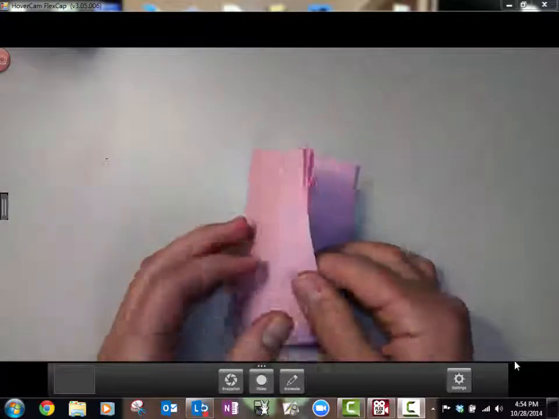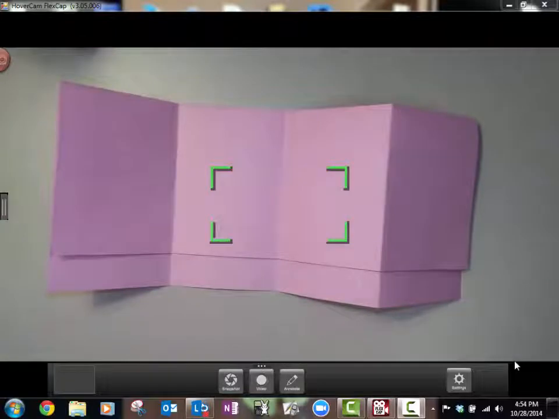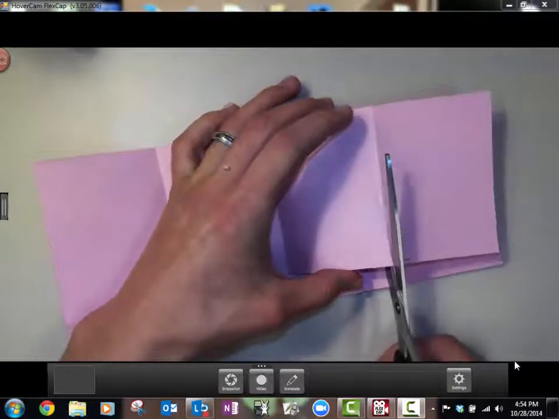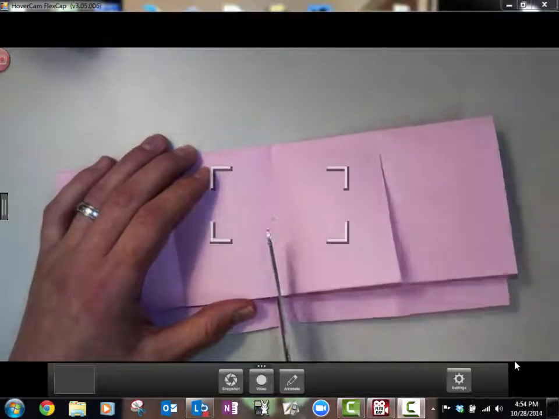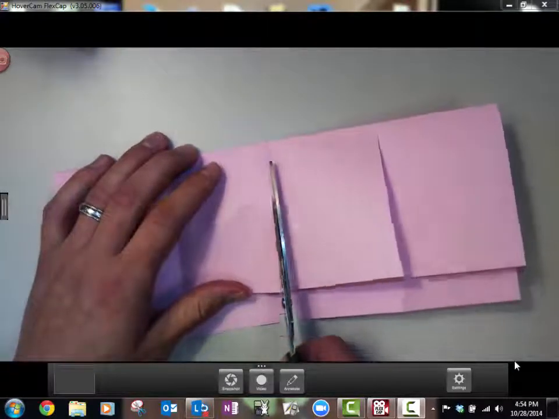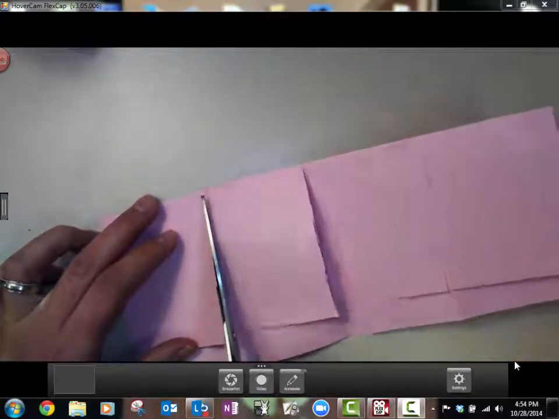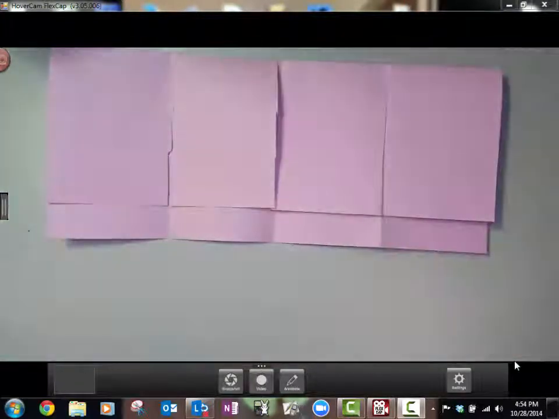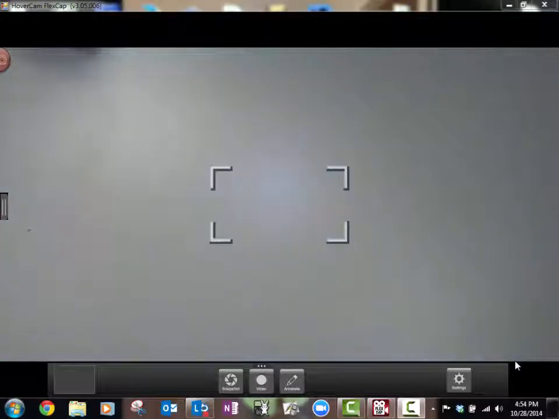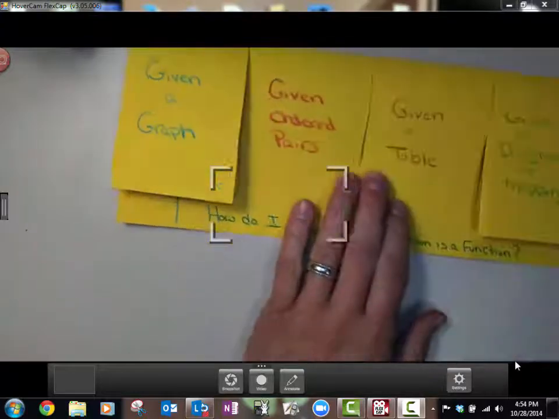And now when I open that back up, I have the foldable that I'm going to need to take the notes on determining if a relation is a function. Here I'm going to show you how to make a cut on all the creases. If you have scissors, if not, you can do this when you get back to school tomorrow. And so one more time, and now I have the foldable that I need to be able to look under each section. Now I'm going to move this out, and I have cheated and I've done the whole thing, and so now we can actually talk about the lesson.